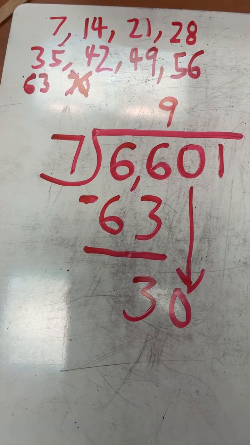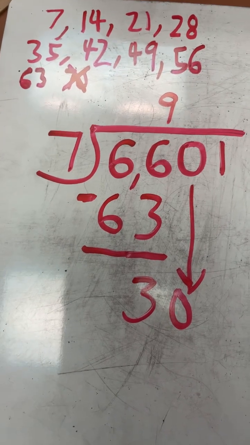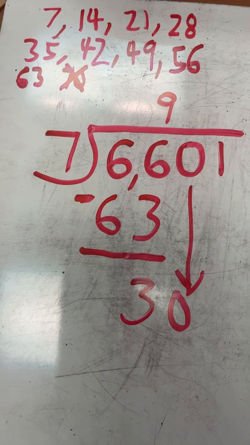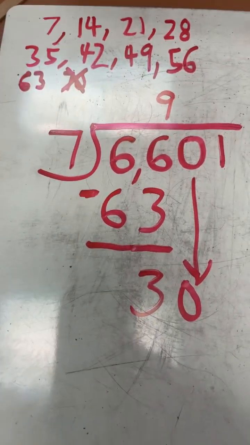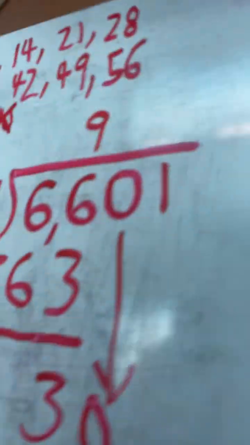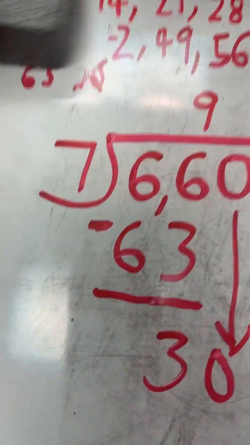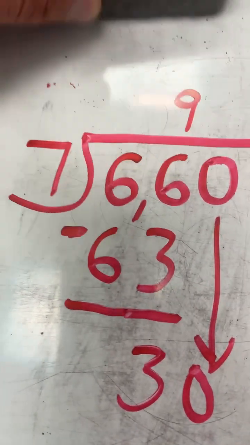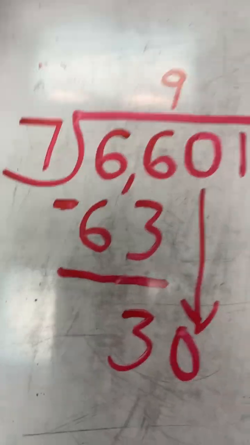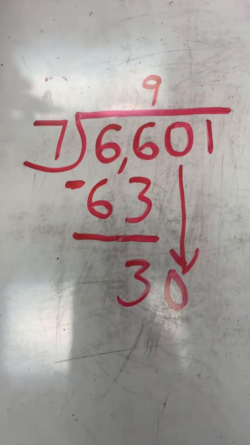Well, I'm getting an eraser. Type in the chat. If you know how many groups of 7 go into 30 without going over the number 30, write the number in the chat. Let me grab my eraser right quick. All right.